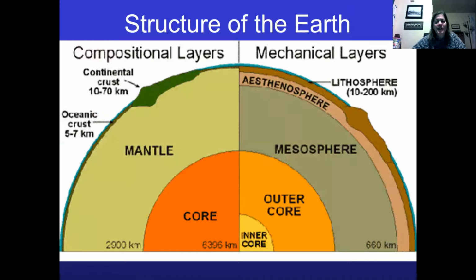When you look at the layers, there's two different references you often hear. You'll hear crust, mantle, core, but you'll also hear these terms called lithosphere and asthenosphere. And the layers are slightly different. One is based on the composition when I talked about minerals on the last slide. The other one is based on mechanical layers, meaning how rigid or how plastic or flowable those layers are.